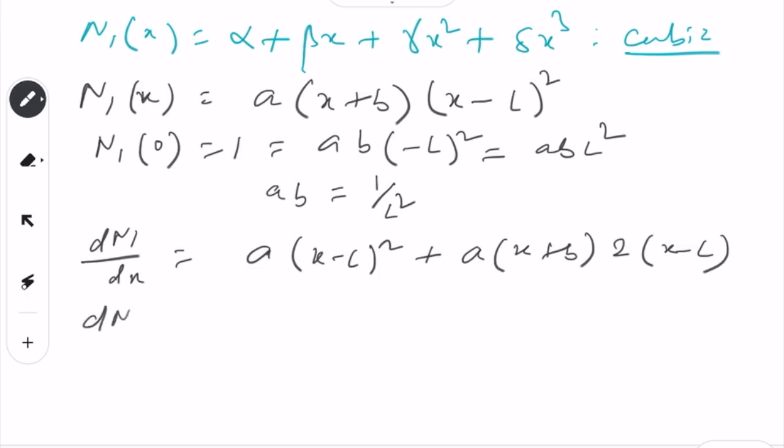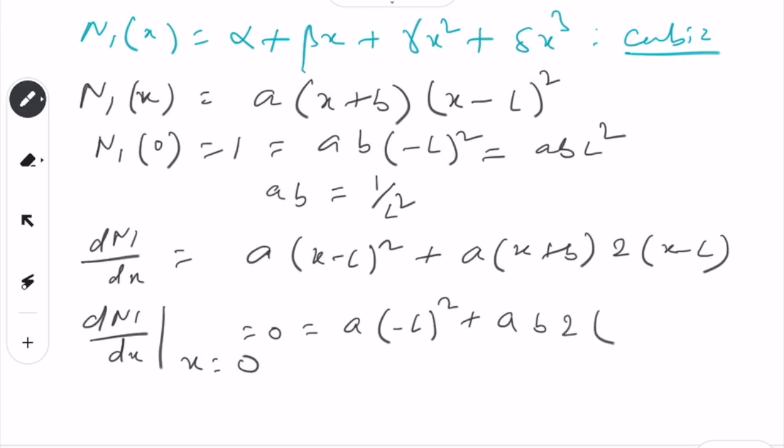So, dn1/dx at x equal to 0 has to be equal to 0. Here we have a minus L square plus a times b times 2 minus L. So we get a L square, plus rather minus 2 a b L, is equal to 0.